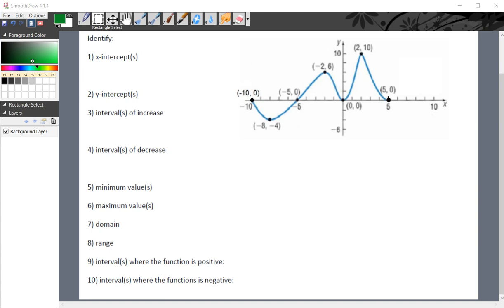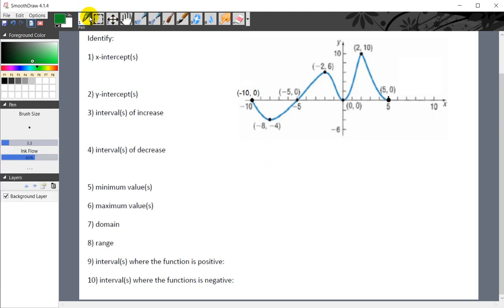All right, let's look at another example. For this first one, let's say I had you identify the x-intercepts. Like I showed you before, where does the graph cross the x-axis? As I can see here, here, here, and here, that is all where the graph is going to cross the x-axis. I'm going to color these dots in so you can see what I'm referring to: (-10, 0), (-5, 0), (0, 0), and (5, 0).